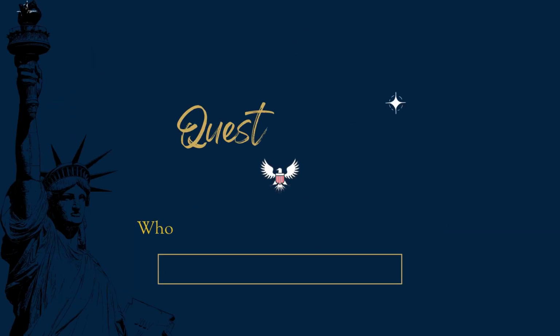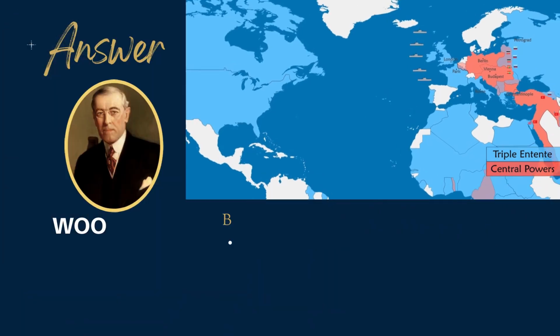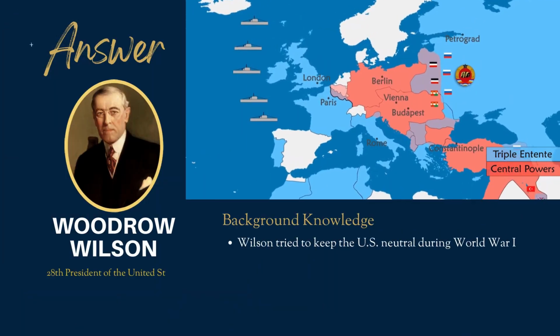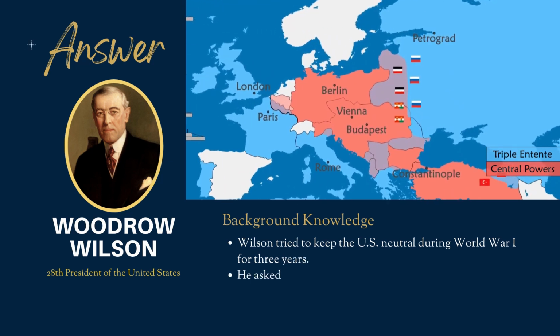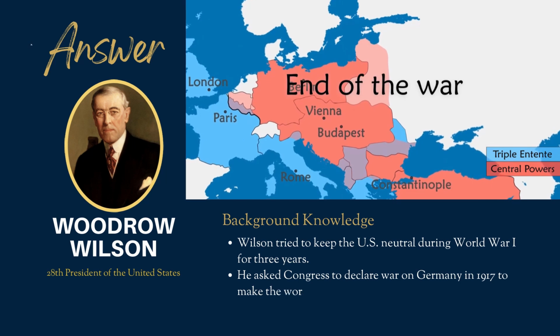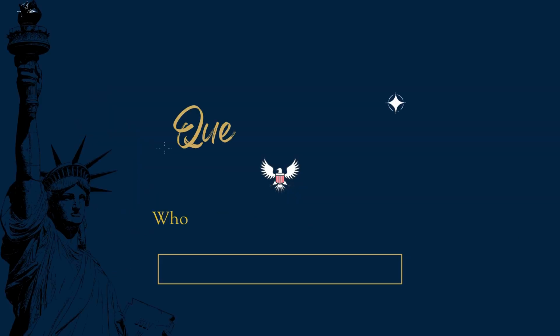Question 79. Who was president during World War I? Answer: Woodrow Wilson. Here is some background knowledge. Wilson tried to keep the U.S. neutral during World War I for 3 years. He asked Congress to declare war on Germany in 1917 to make the world safe for democracy.